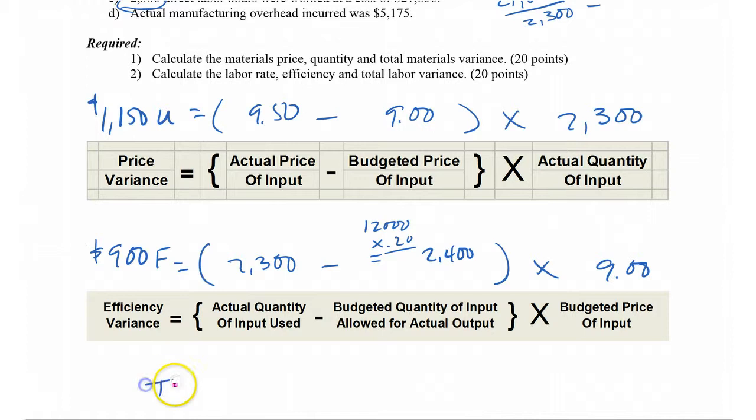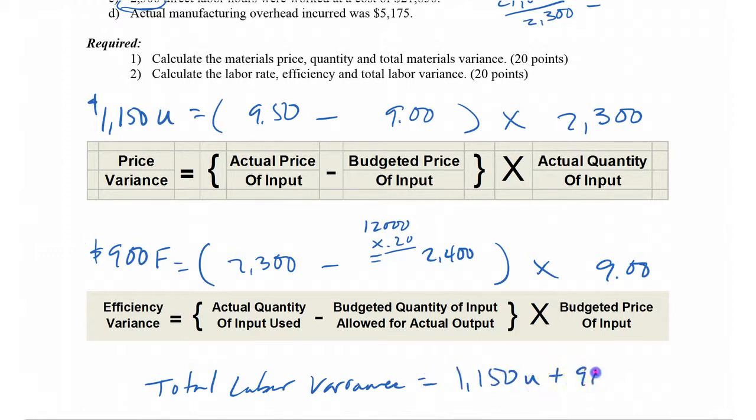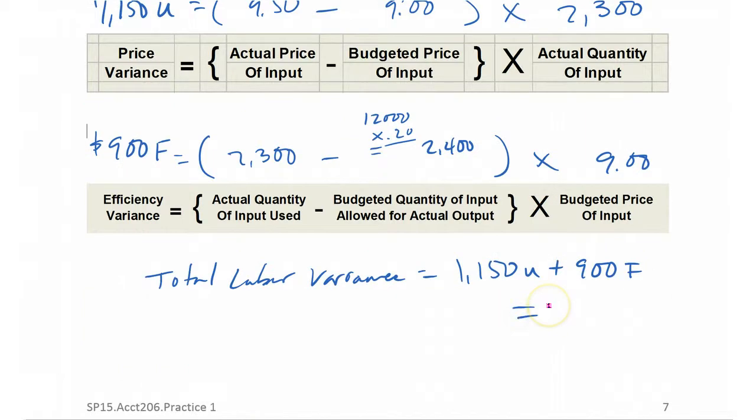So the total labor variance is $1,150 unfavorable plus $900 favorable equals $250 unfavorable variance.